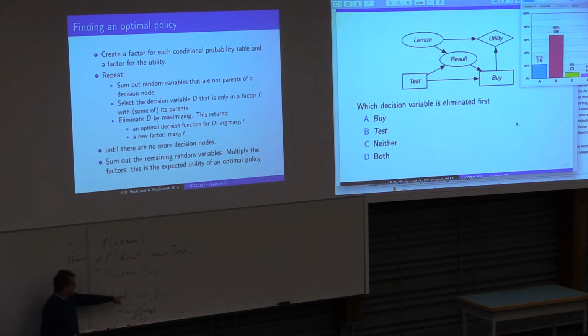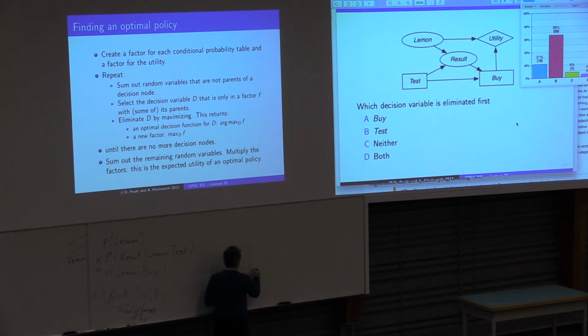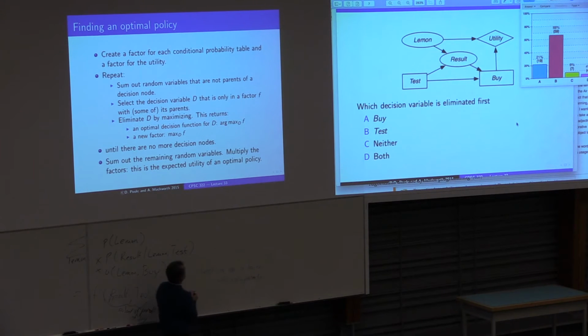But test is in a factor with other things that aren't parents, right? Test is in a factor with non-parents. We can't maximize it. This is in a factor with some non-parents. This is only in a factor with parents. So the answer here is buy. We have to maximize buy now.